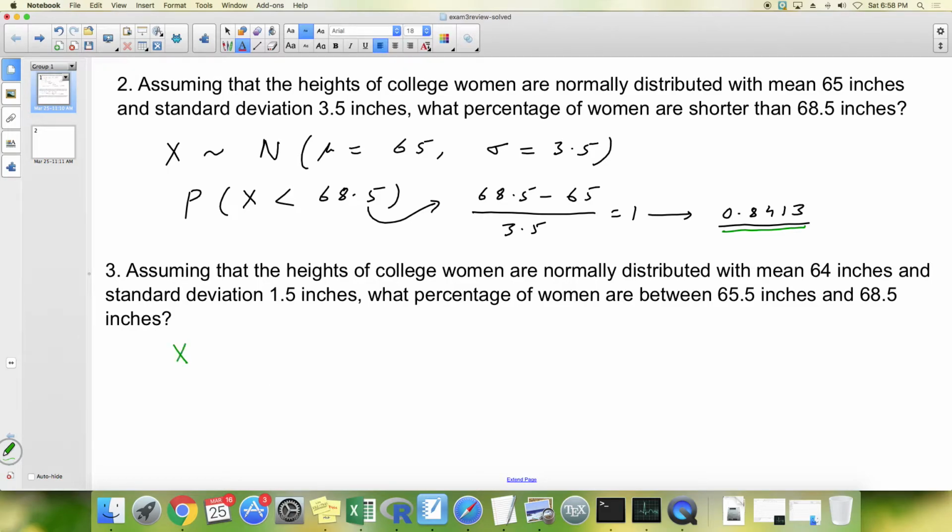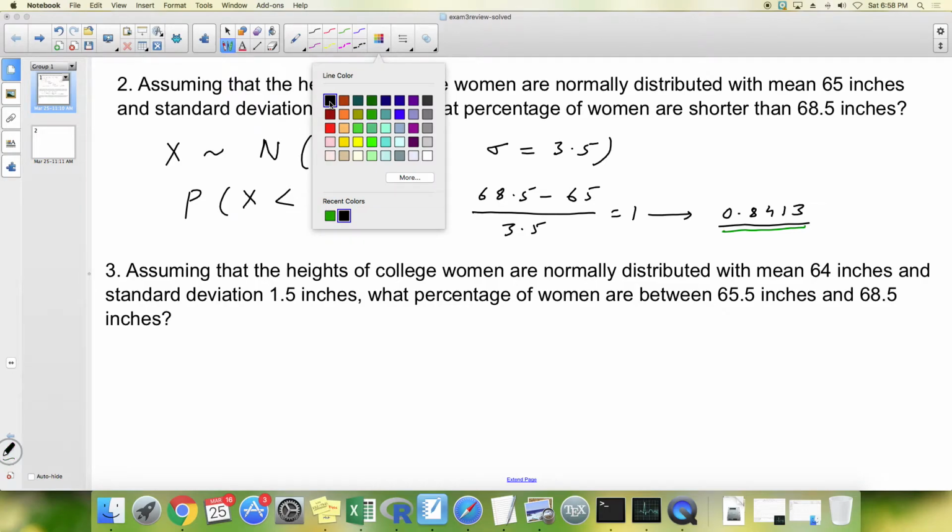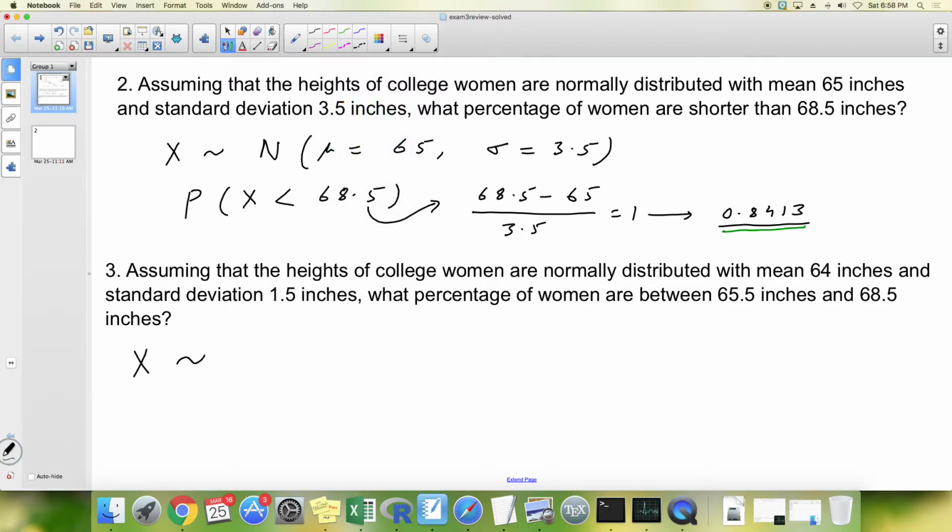Now X follows normal with mean mu equals 64, sigma equals 1.5. You want probability X lies between 68.5 and 65.5.